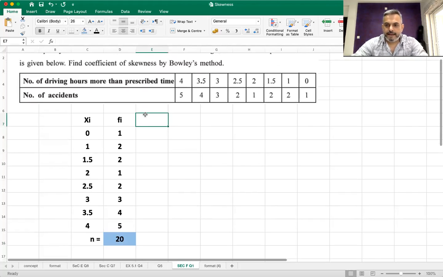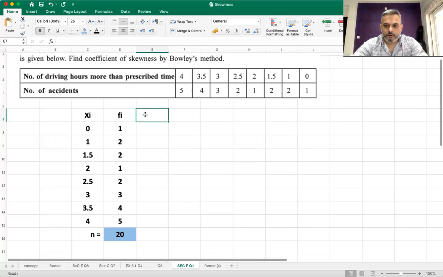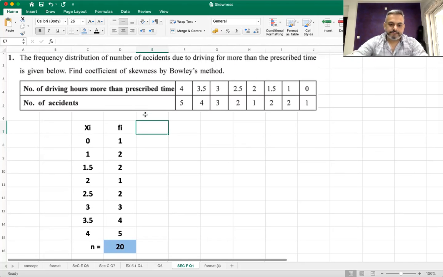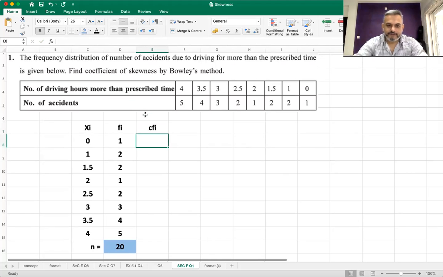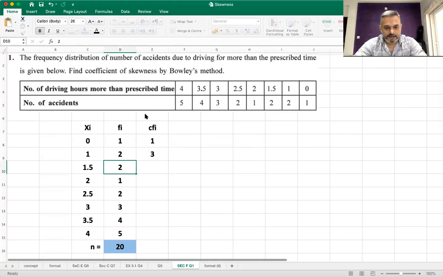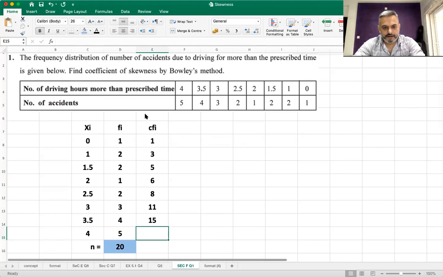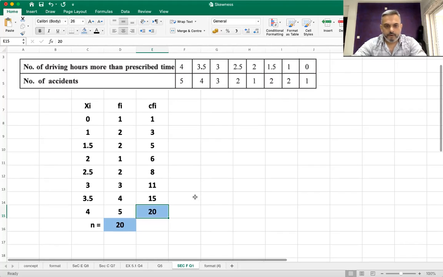Now xi है, fi है. अब हमें क्वार्टाइल्स फाइंड करने के लिए कौन सा कॉलम चाहिए? CFI. वेरी गुड, CFI, क्यूमुलेटिव फ्रीक्वेंसी. तो कैसे करेंगे? पहले 1 का 1, 1 + 2 3, 3 + 2 5, 5 + 1 6, 6 + 2 8, 8 + 3 11, 11 + 4 15, 15 and 5 20. सो ये हो गया हमारा, ये चेक कर लेने का हमेशा. Now xi आ गया, fi आ गया, cfi भी आ गया.